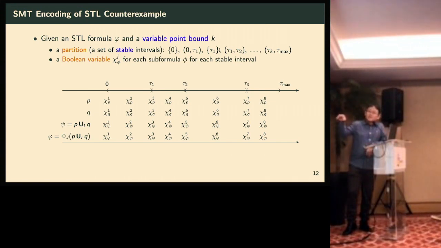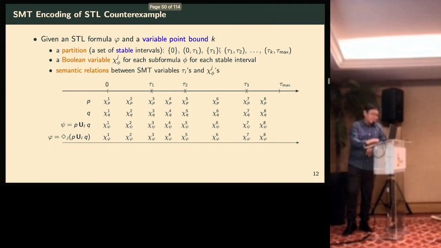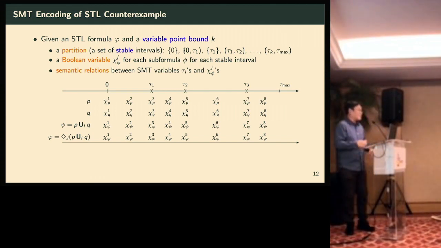Yeah, because just assigning those variables is not enough, of course. So we need extra conditions. That's actually the SMT formula, right? To exactly define the relationship between those SMT variables. Okay. Yep. You can take questions also.